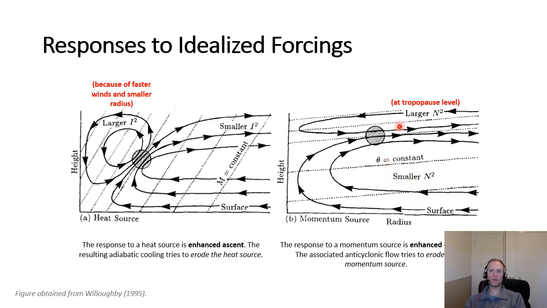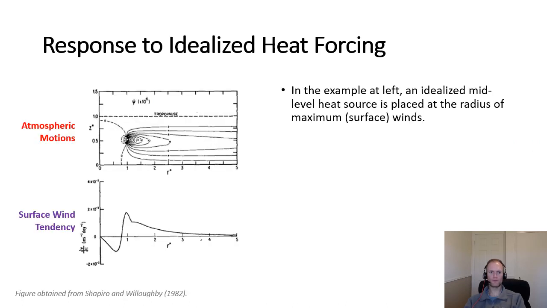So the static stability, as we hinted at on the previous slide but couldn't show, limits the vertical extent of this response. Larger static stability, more confined vertical extent. Smaller static stability, greater vertical extent here, with again ascent through the heating, trying to eradicate the heating, outflow through the cyclonic momentum source, trying to eradicate the momentum source.